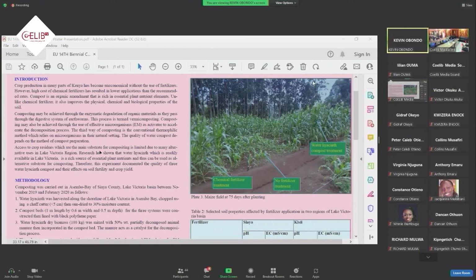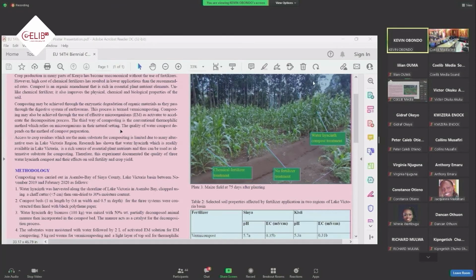Composting can be achieved through 3 main processes. That is composting using redworms, or what we call earthworms, which are specialized in degrading organic matter. We can also do it using what we refer to as effective microorganisms. These are microorganisms which also aid in accelerating the decomposition process. It can also be done the usual way which we are used to, the thermophilic system, which relies on the organisms in their natural setting.